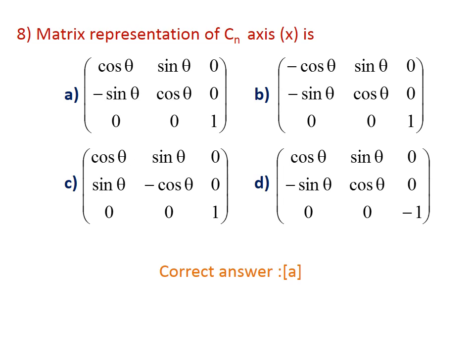And for this, the character of the group is obtained by adding the diagonal elements: cos theta plus cos theta plus 1, which is equal to 2 cos theta plus 1. So the character of the Cn axis is 2 cos theta plus 1. The correct answer for this question is A. The matrix representation of Cn axis is A.